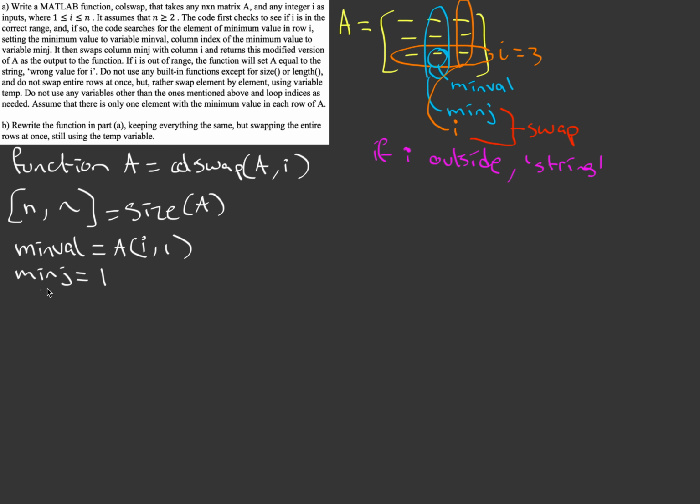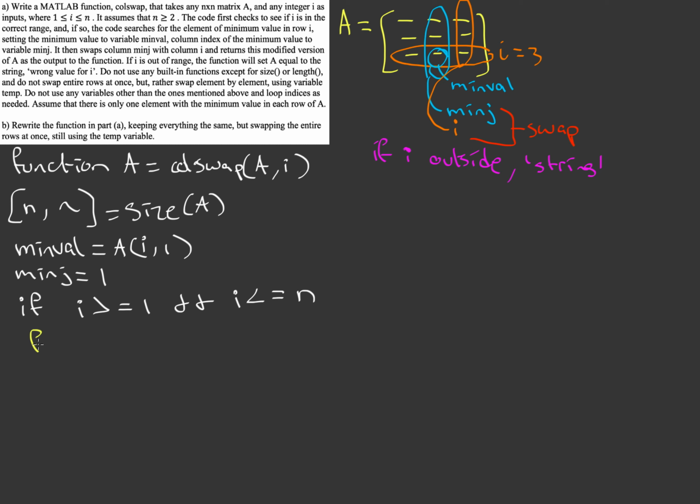Then, after we have all this, we're going to create an if statement. This big if statement is going to check whether I is within our range or not. So if I is greater than or equal to 1, and at the same time, I is less than or equal to n, then we're going to go through our entire process. If not, we're going to output this string.